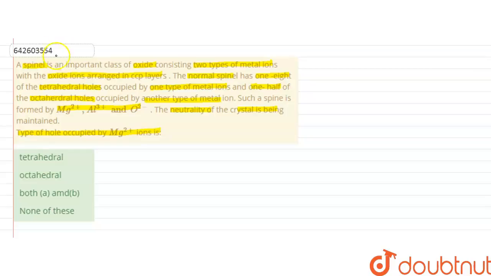So in this question it is given that a spinel, which is an important class of oxide consisting of two types of metal ions, has oxide ions arranged in the CCP layers, and 1/8 of the tetrahedral holes are occupied by one type of metal and 1/2 of the octahedral holes are occupied by another type of metal. It is also given that such a spinel is formed by Mg2+, Al3+ and O2- ions, and the neutrality is maintained, so we have to find out the type of hole that is occupied by magnesium 2+ ions.